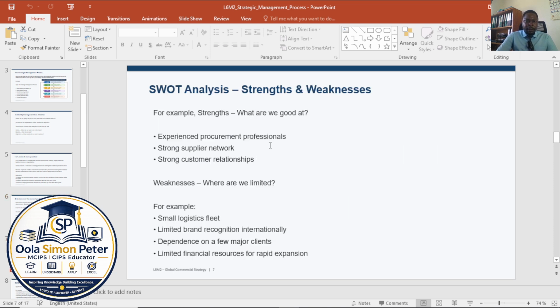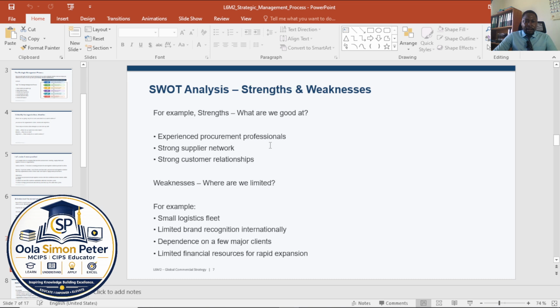Now, how is this going to apply here? SWOT analysis will help PrimeLink identify some of its strengths. For example, what are we good at? PrimeLink will be having experienced procurement professionals. That is the strength of PrimeLink. Then we have a strong supplier network. We have good supply network management.